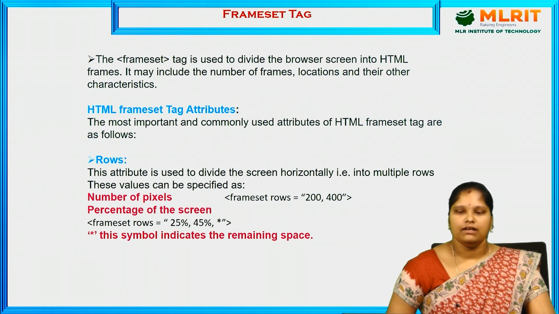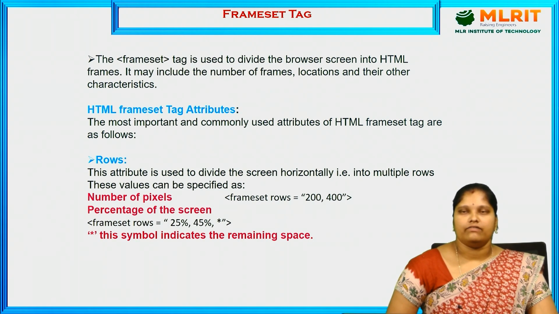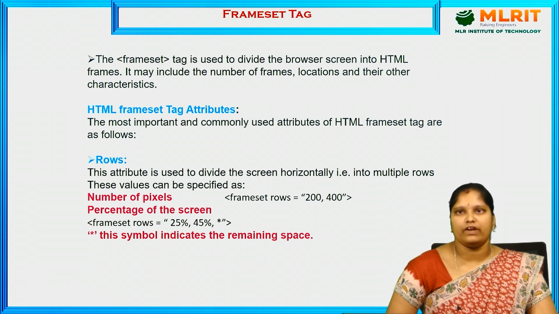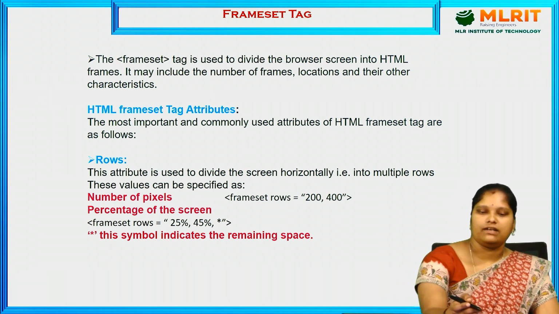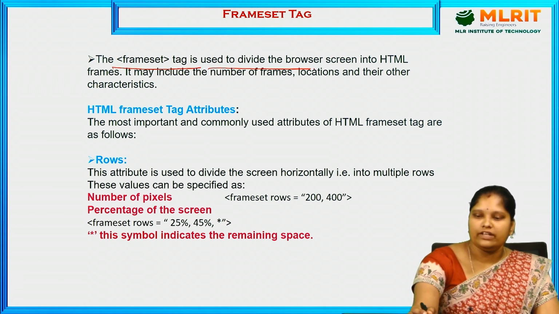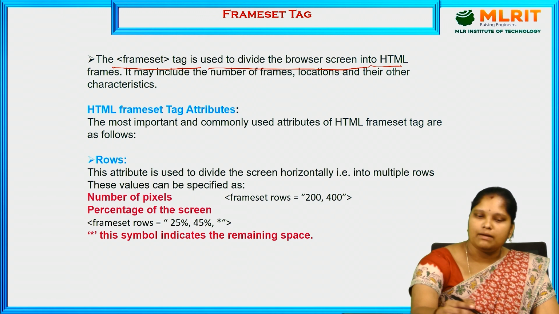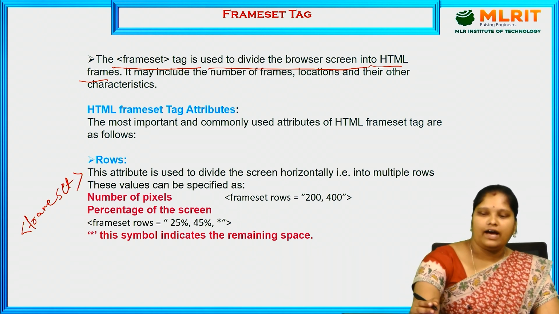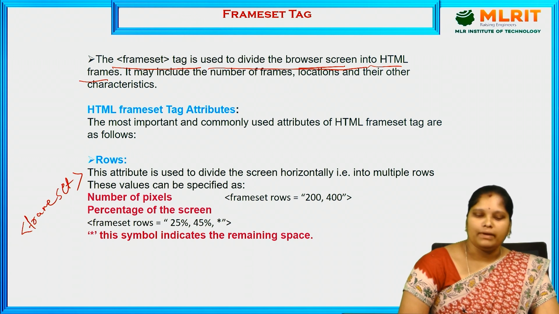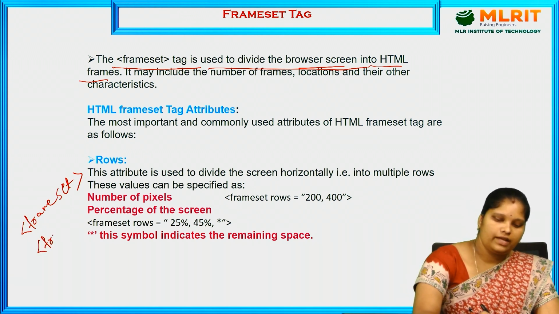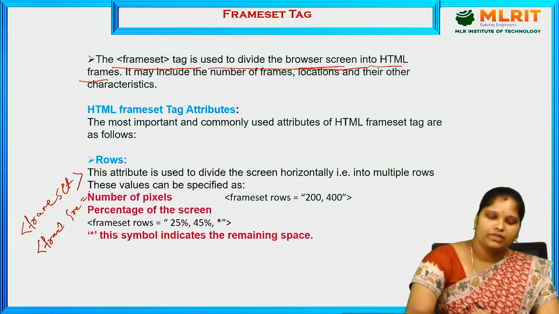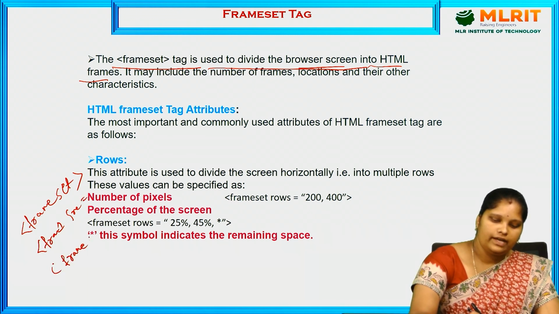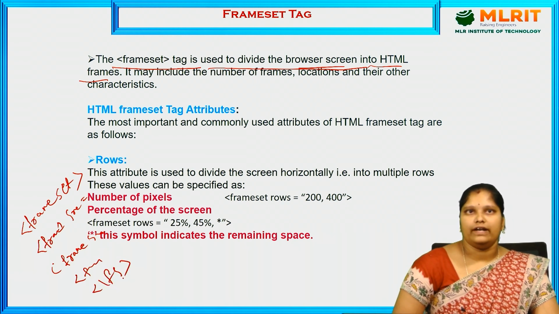And next, the frameset tag. What is the frameset tag? Already we discussed, a frameset is the collection of frames. The frameset tag is used to divide the browser screen into HTML frames. For example, frameset, frame 1 src equals, frame 2 and frame 3, like this. The collection of frames is called the frameset tag.